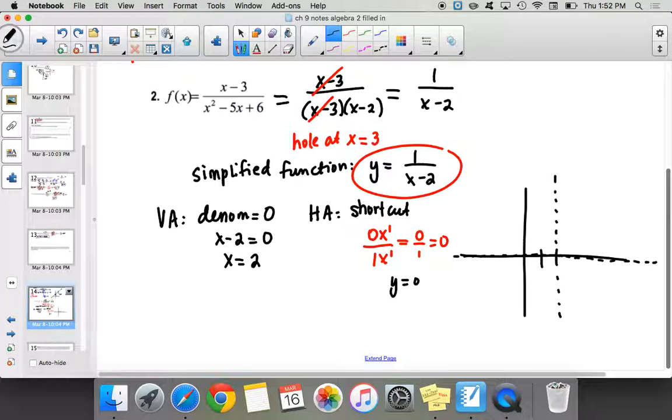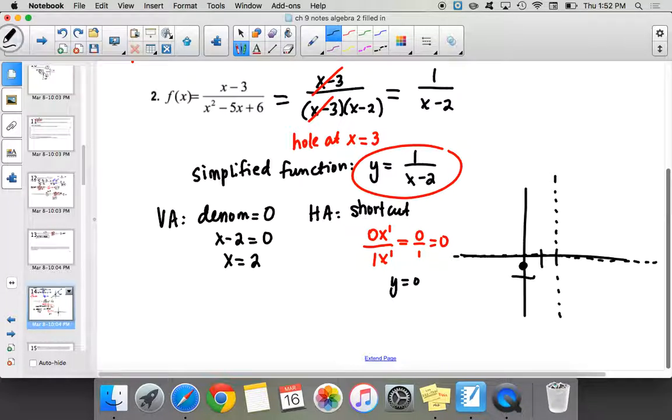And we could find other things. Do you guys remember finding x-intercepts and y-intercepts when we were graphing lines? Yeah, to find an x-intercept, we plug in 0 for y. To find a y-intercept, we plug in 0 for x. A y-intercept's always an easy one to do. So what do I get when I plug in 0 for x? Negative 1/2. 1 over negative 2, so negative 1/2. So I know that it's crossing like right here.